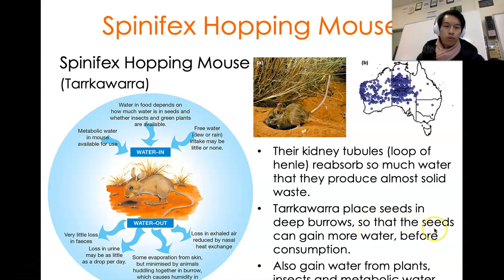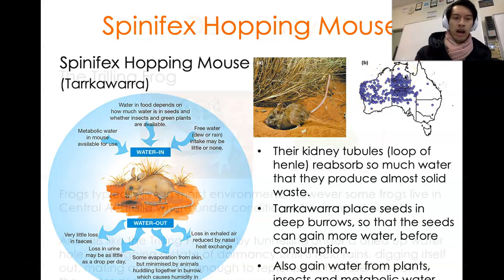It also has a few behavioral things. So for example, instead of eating the seeds that it gets, it actually buries the seed deep in these burrows, and so by being buried, the seeds actually gain moisture from the environment, and so when the mouse eats the seed, it gains that moisture from the ground as well. And then it also gains water from its food source, like insects and plants, and its metabolic water. Yeah, you can see the range that the Spinifex hopping mouse occupies reaches all around those desert regions. And as the name suggests, it lives in the Spinifex environment.